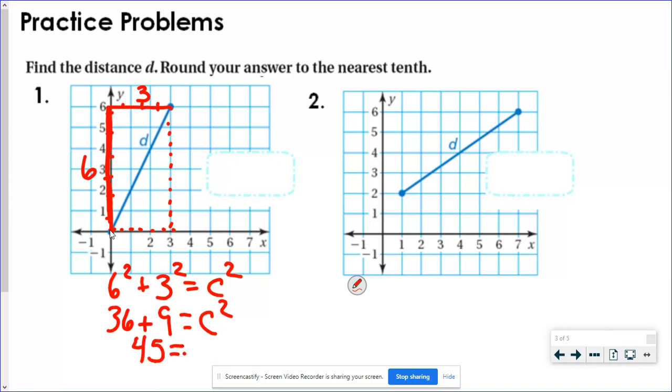And the square root is what we're going to need because we have to undo that square. So the square root of 45 is about 6.7. I kind of ran out of space, but I also have the answer right there. 6.7 units. We don't know if this is measured in inches or meters or feet or whatever. These are just squares on a coordinate plane, so we're just going to call them units.